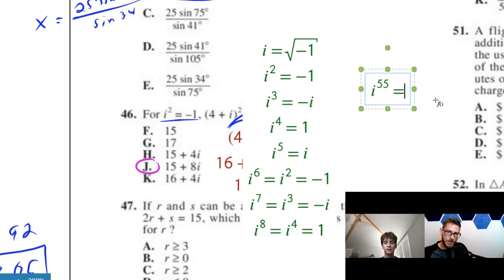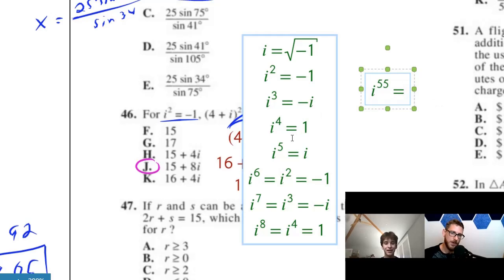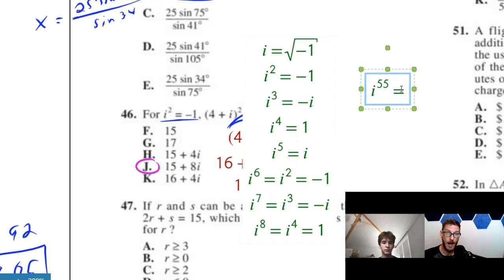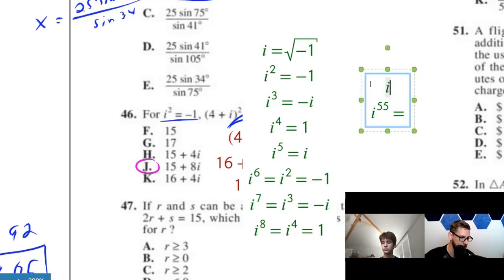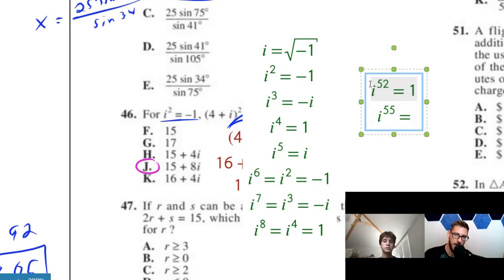I to the fourth is 1, I to the eighth is 1, so I to the 12th is 1. So you count by fours, right? I to the 16 is 1, I to the 20th is 1. So every multiple of 4. If we go all the way to I to the 52, that is a multiple of 4, right? So I to the 52 is 1. Then you can go from there.